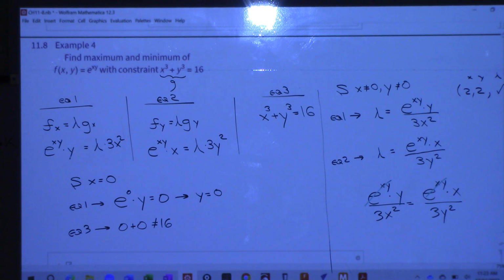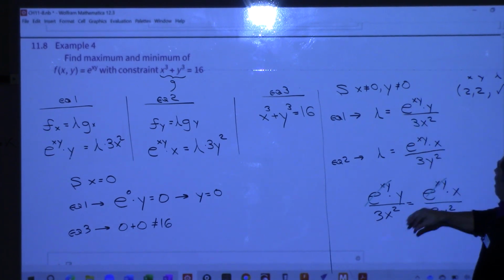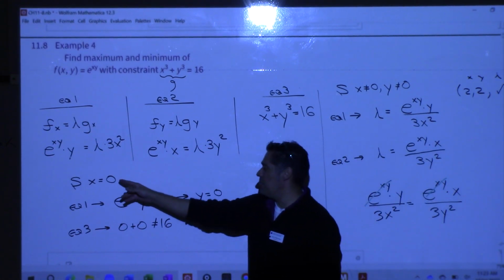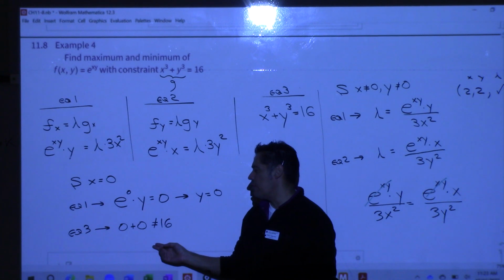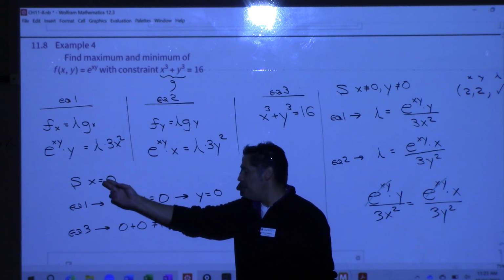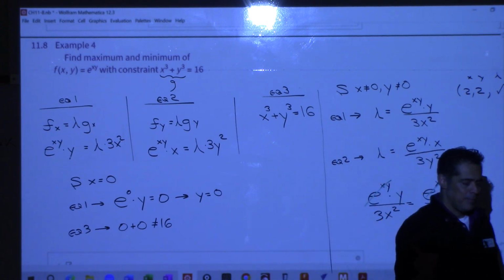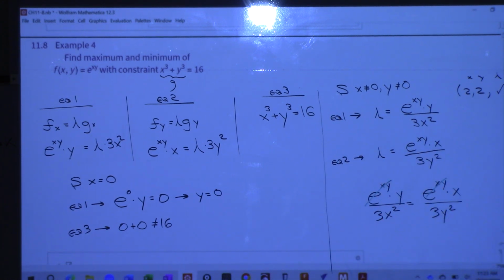So have we considered everything? If x wasn't 0 and y wasn't 0, we got one answer. If we let x be 0, it forced y to be 0, and then we said that didn't work in equation 3. If we let y be 0, x will be 0, and it won't work in equation 3. So it looks like we only have one answer. I thought Lagrange was supposed to give you the max and min. This is saying that we either have the max or the min. We don't know which one it is yet.